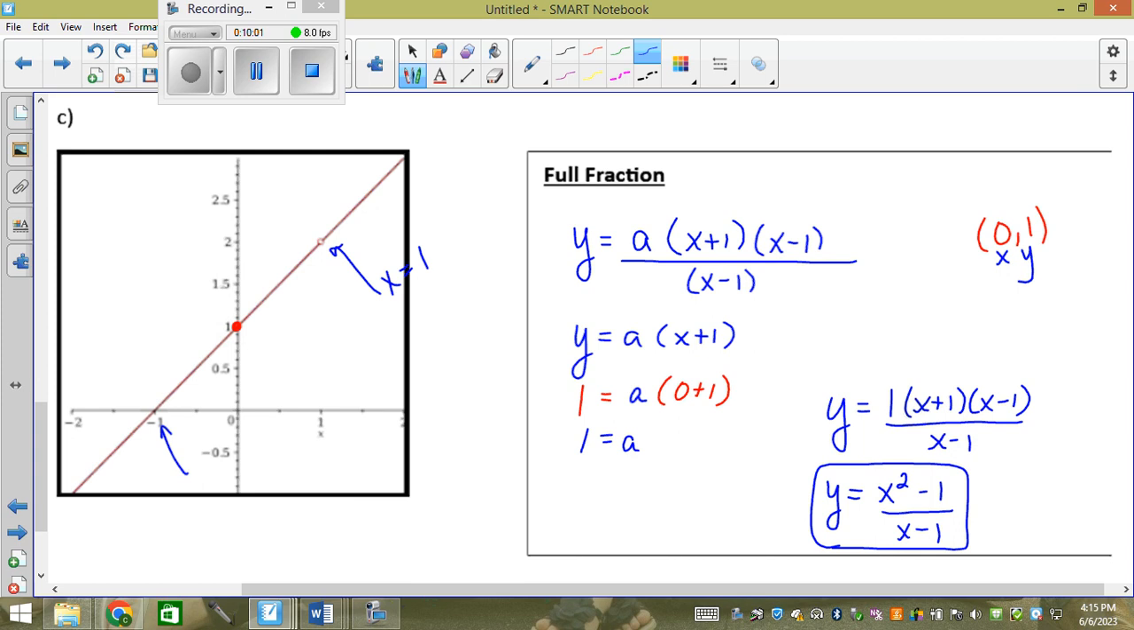And that's the different ways that you can come up with the equations of the graphs. This is the only one that I would for sure do in a full fraction, because it doesn't make sense in the transformed. That's it.